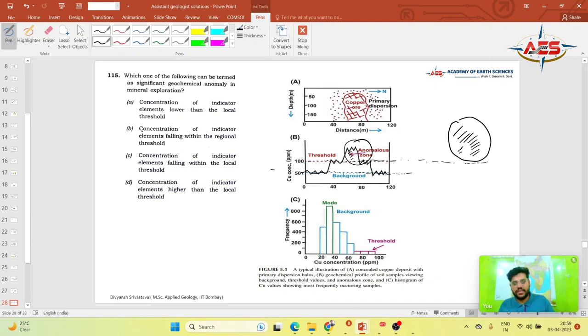This is something related to statistics, you can read about it later. So, concentration of indicator elements lower than that of a local threshold, wrong. Concentration of indicator elements falling within the regional threshold, wrong. It should not be within, it should be beyond. Concentration of the indicator elements falling within the local threshold, wrong. Concentration of indicator element higher than the local threshold. We say local because this threshold is maintained locally only. This is not throughout the globe or any particular area of the Earth.